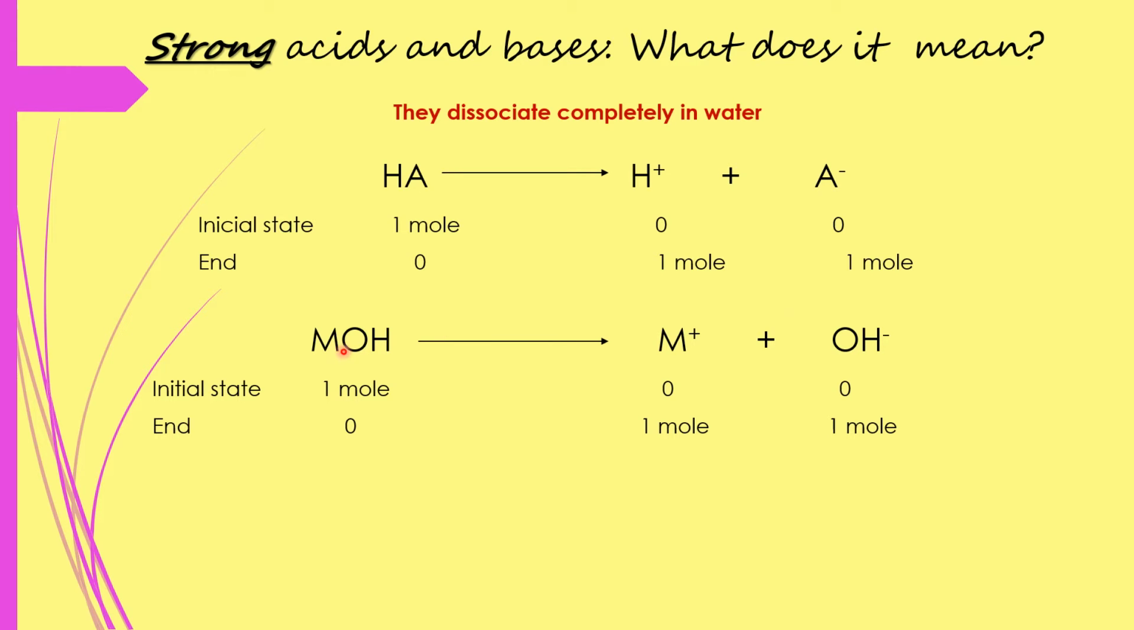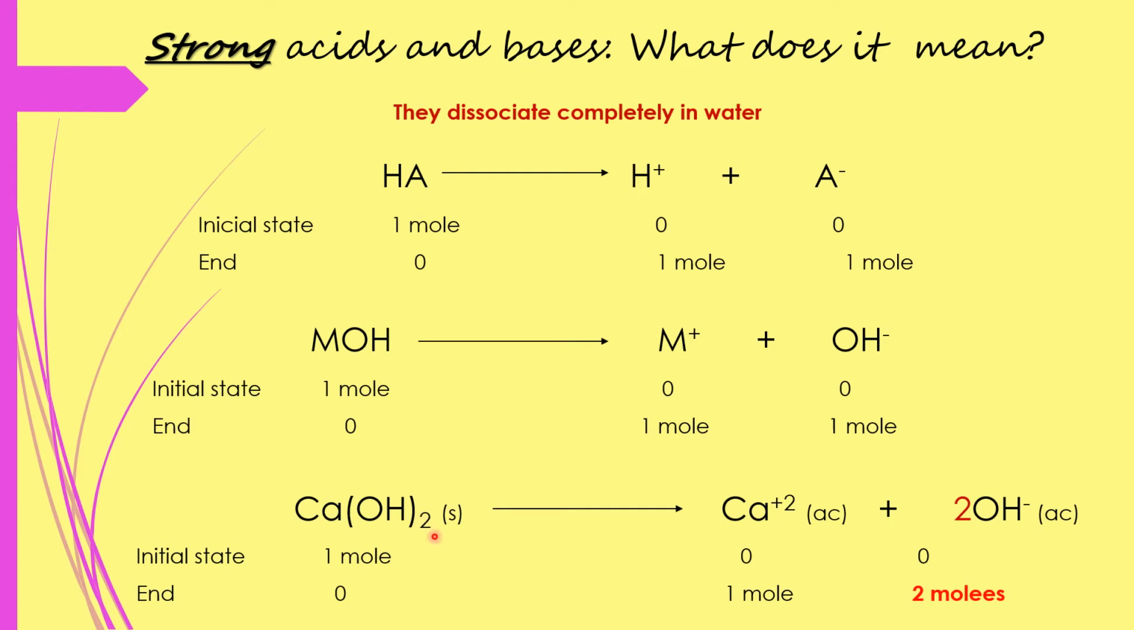If it's a base, this M symbolizes a generic metal atom, for instance sodium. The base also will separate in its ions, the cation and the anion, the hydroxide, and there will be nothing left of the molecular form. What if the base has 2 or more of these anions? When it separates, when it ionizes, it gives 2 moles of anions. So we need to consider this 2 number to make then the calculations, all right? If it's a hydroxide with only 1 anion, all right, it's 1.